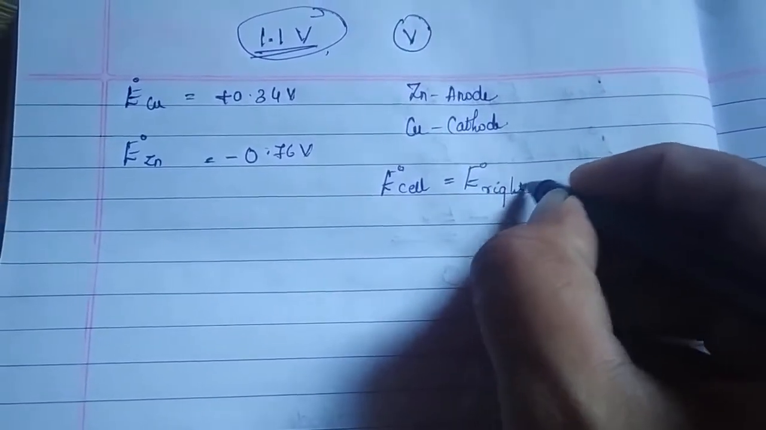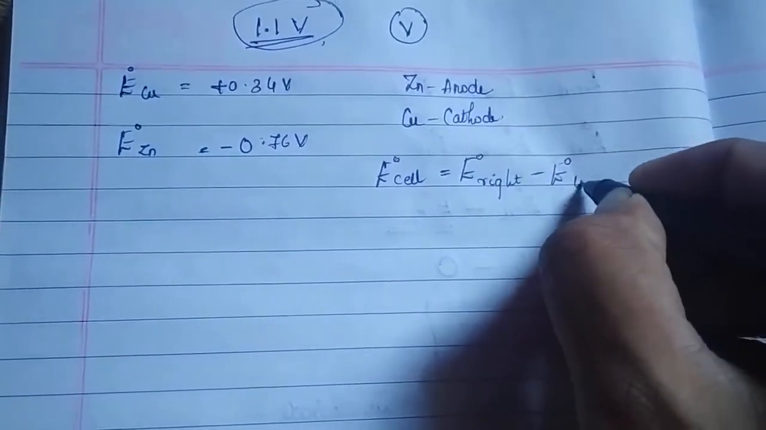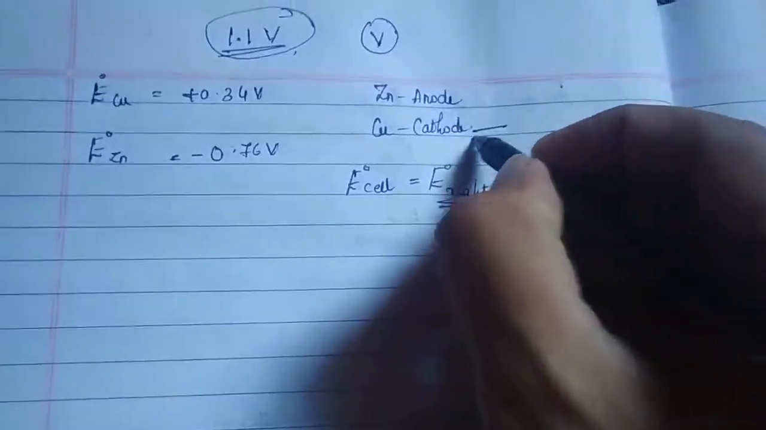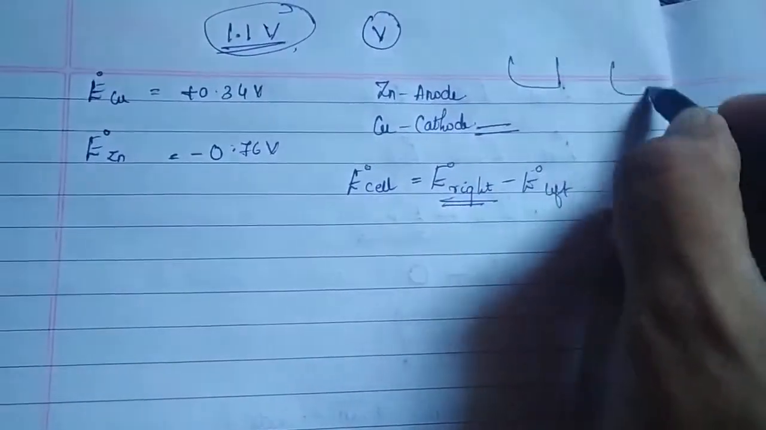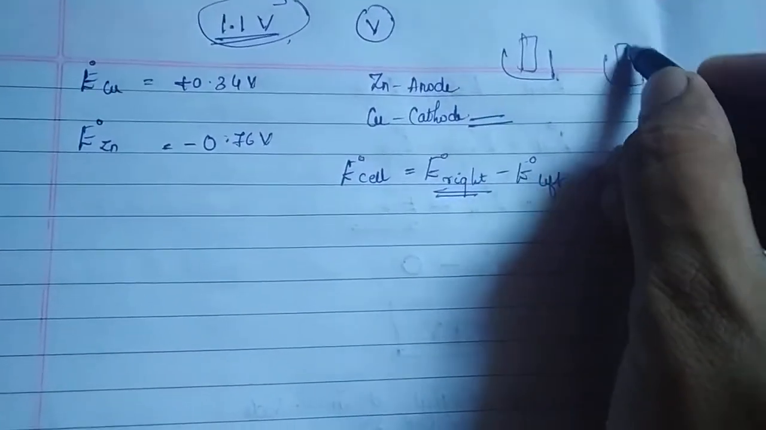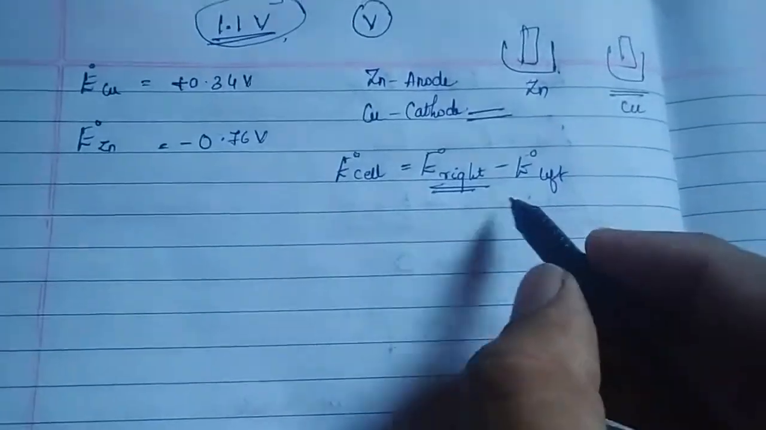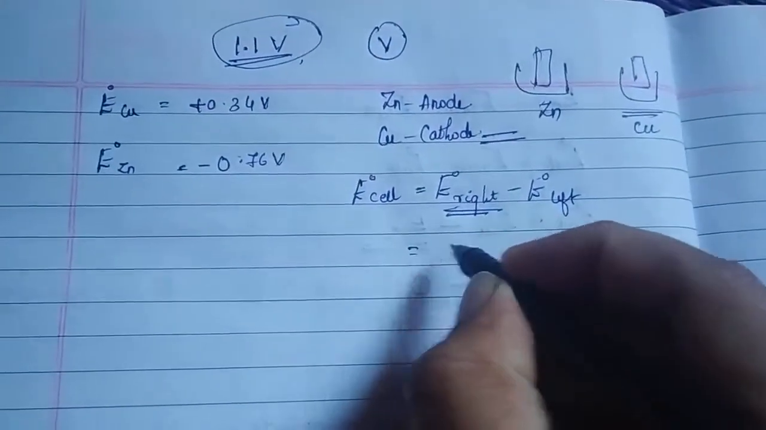So E right minus E naught left. So when I am choosing in this way, here was my zinc, here was my copper. At the right part I am having my copper, at the left part I am having my zinc. So copper in this two I am having how much?